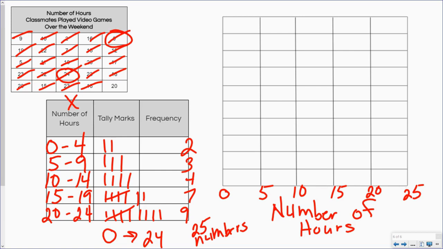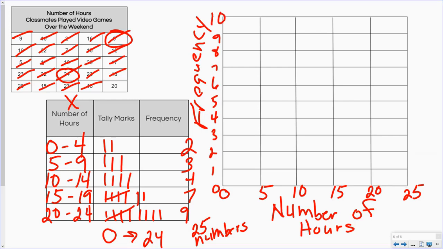And then going up on the y-axis, again, this is my frequency. And you notice that my top number is 9. So if I start here at 0, 1, 2, 3, 4, 5, 6, 7, 8, 9. But then I have one more line, so I'll just put a 10 here.